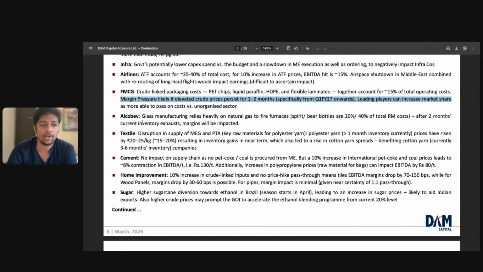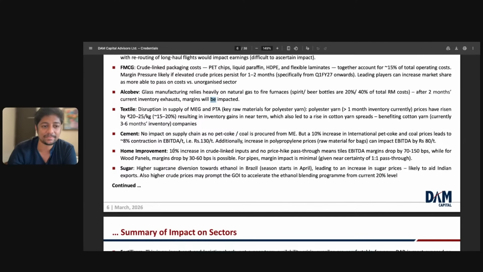affected. Alcohol, bev: glass manufacturing relies heavily on natural gas to fire furnaces, and spirit and beer bottles are 20 to 40% of the total raw material cost. Again, after 2 months of current inventory, margins will be impacted. So your beer and alcohol will also get expensive. So in a way, good, you're not going to be drinking too much, right?